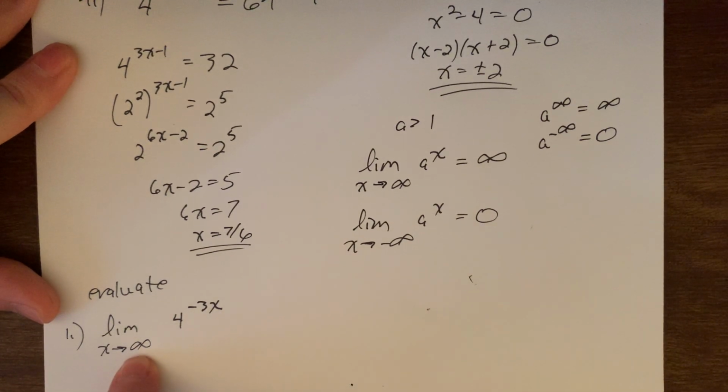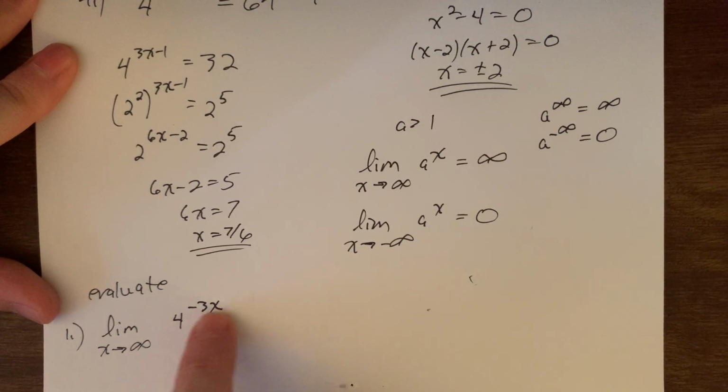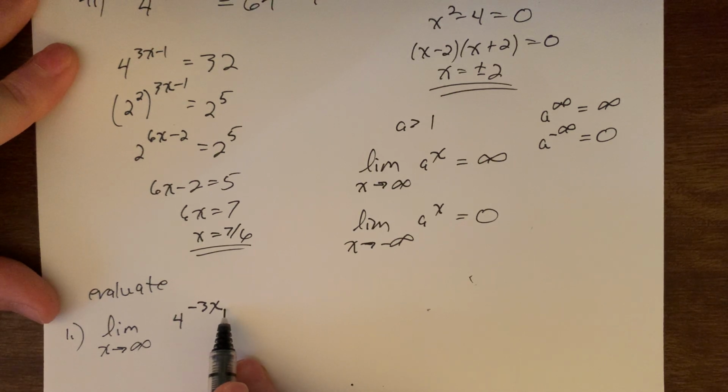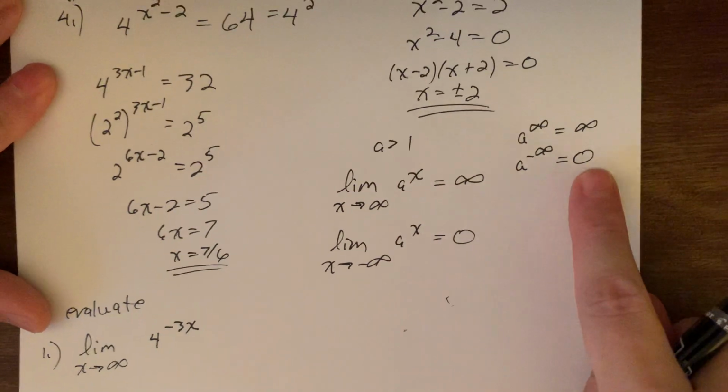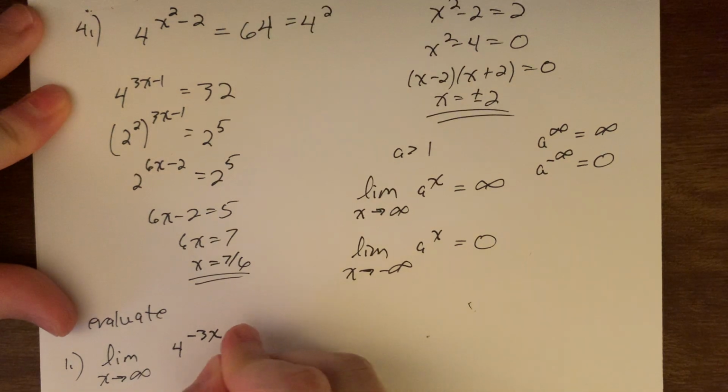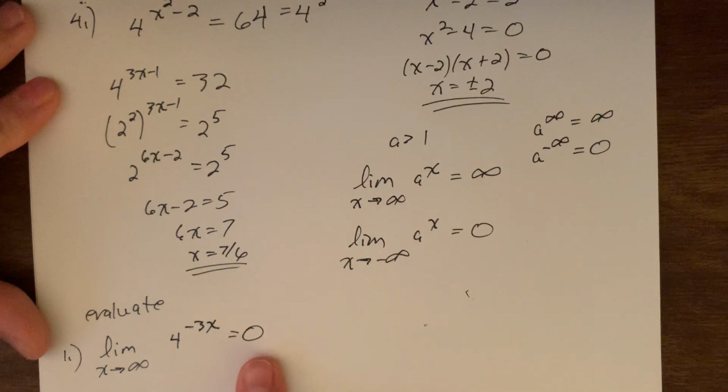So 10,000. What happens when you do negative 3 times 10,000? You get negative 30,000. So what happened here? Plugged in a huge positive number, multiplied it by negative 3, it became a huge negative number. So I'm really ending up with 4 to the negative infinity. I'm ending up with this. So this first limit equals 0.